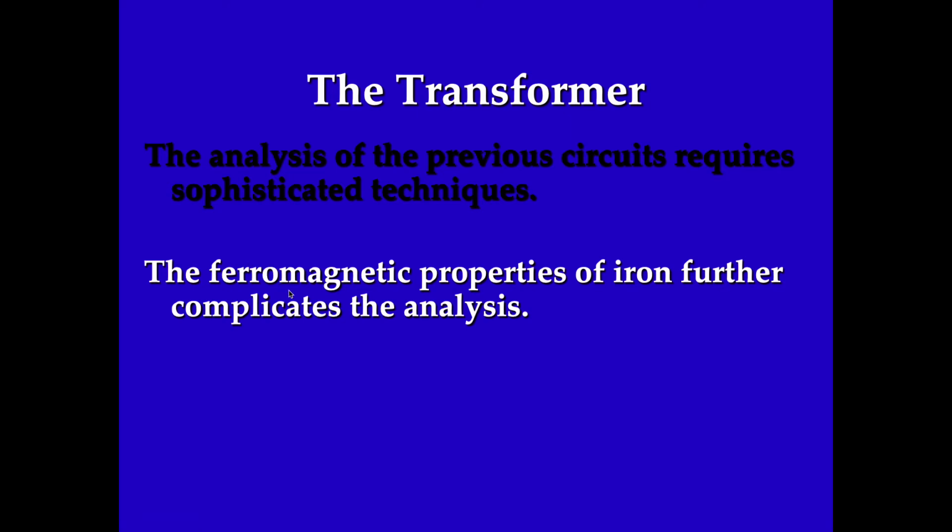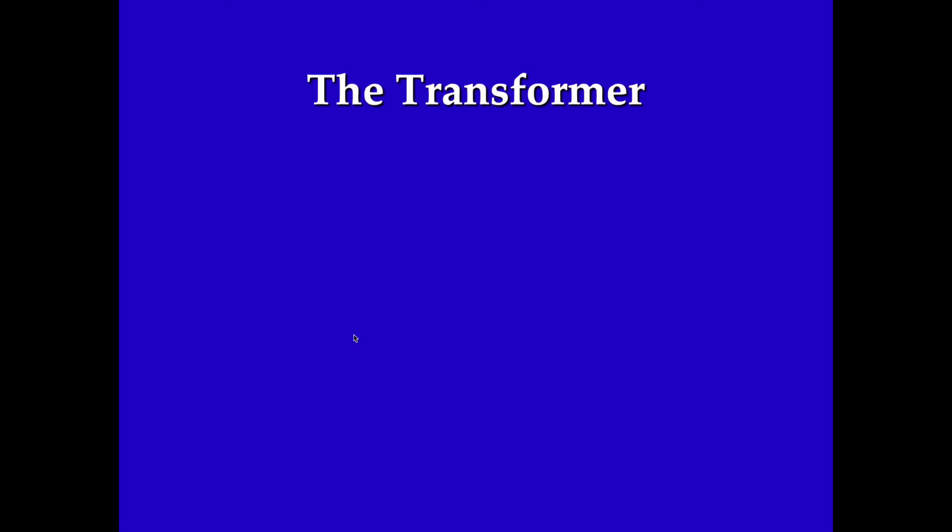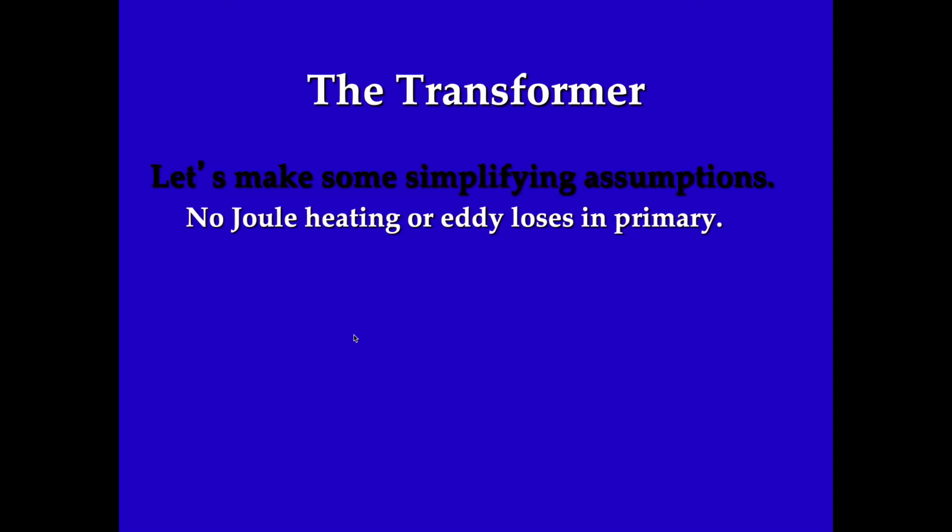In fact, with the iron core, it makes the analysis horrendous. So there's a lot of complications in the transformer that we're going to ignore. We're going to ignore eddy current losses. We're going to ignore issues with ferromagnetism. But here's the simplifying assumptions. We're going to assume that there's no heating or eddy current losses in the primary.